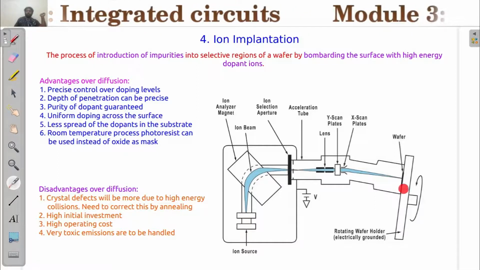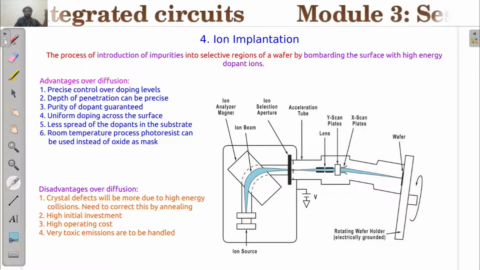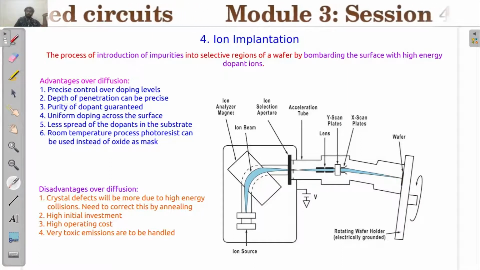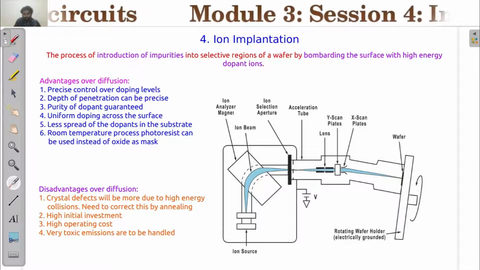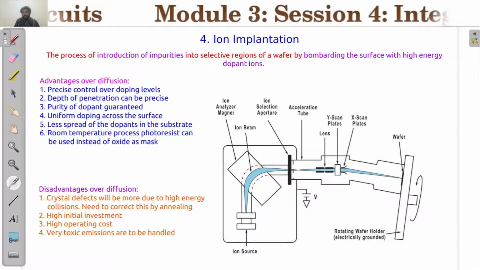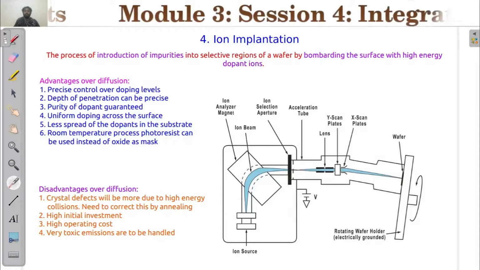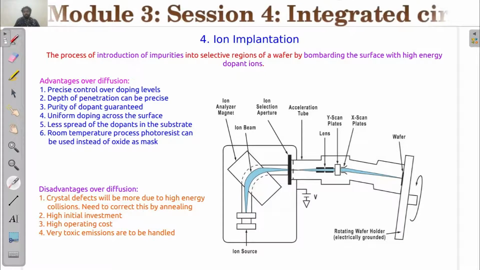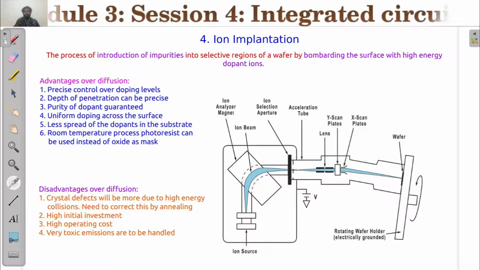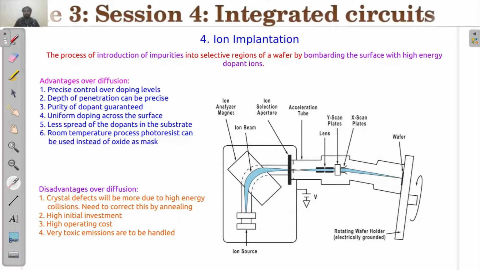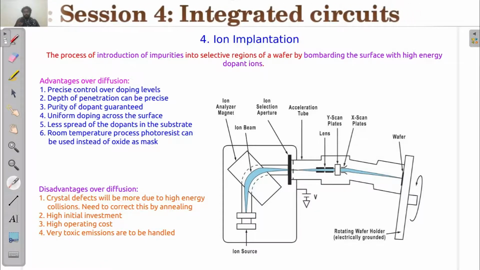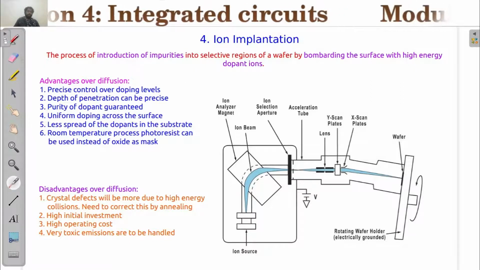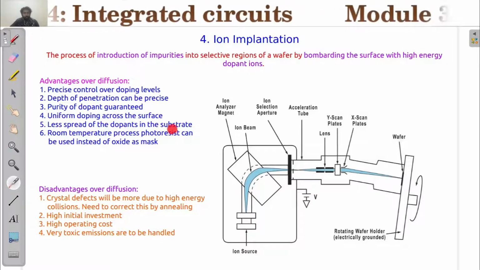The surface of the wafer will have uniform doping, because the exposure is uniform to every point wherever the wafer is subjected to the ion beam. The time of exposure and the amount of ionic current flowing are all computer controlled, and it is easier to control in ion implantation. There is also less spread of dopants in the substrate.